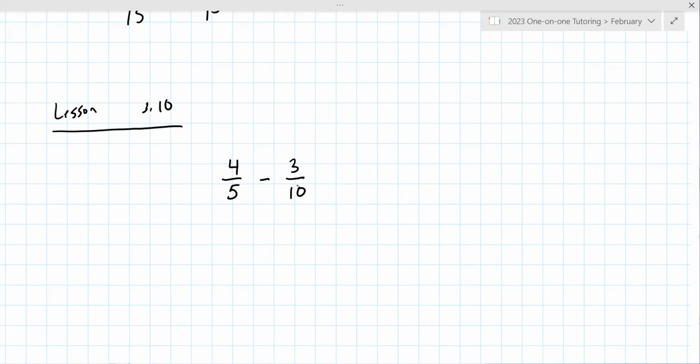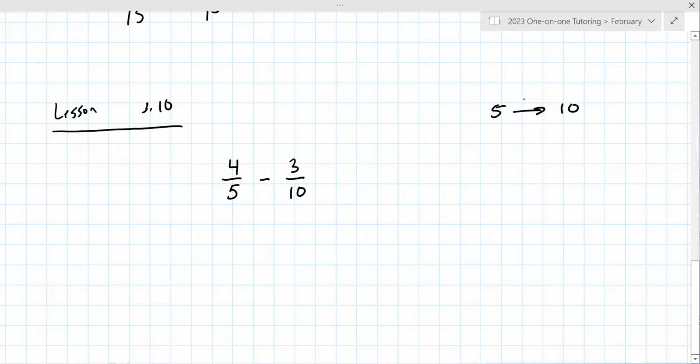Yes. Okay, so I noticed, and this is from lesson 3.10, there's a bunch of problems that have not been done, so we might as well try a few of these. First one here is 4/5 minus 3/10. So what you first look for is, does the 5 go into the 10? Yes.